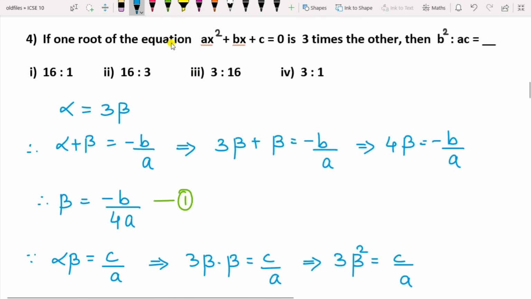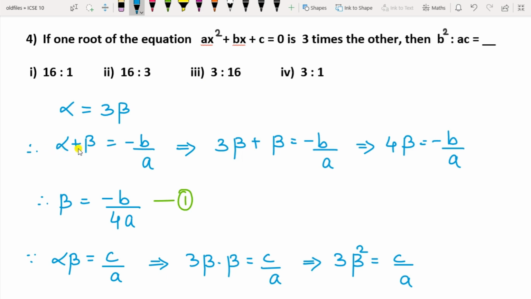Question 4. If one root of the equation ax square plus bx plus c equal to 0 is 3 times the other, then b square is to ac equal to what? So here it is given that this is the quadratic equation, general form of quadratic equation. You know the 2 roots are alpha and beta. So one of the root is 3 times the other. So let alpha be 3 times beta according to the given condition.